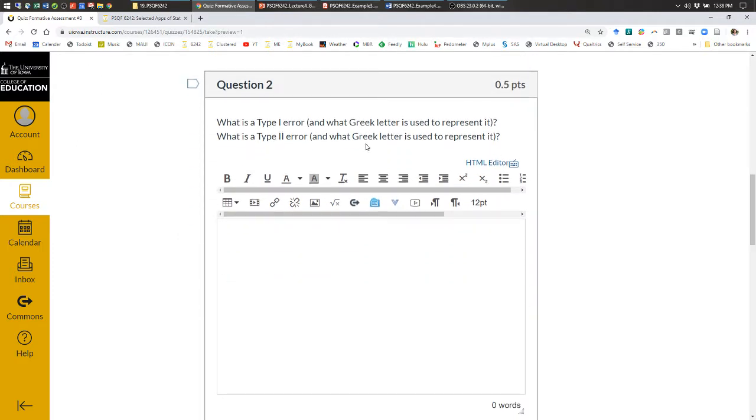Good. Type 1 error and Greek letter used to represent it. What's that? Alpha. Yes. Alpha is used for lots of things, by the way, not just this. Just, because there's only so many letters you can pick from, apparently. What is a type 1 error? It's a false alarm. False alarm, yes. So it's saying that you reject the null when in fact you should not have. It's a fluke.